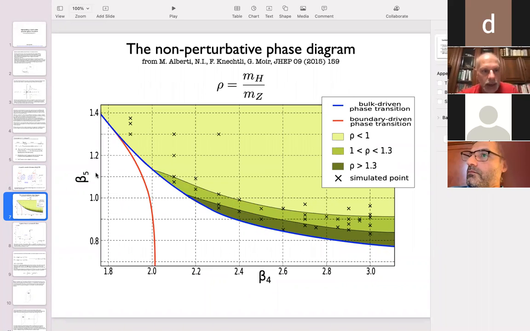Now, this is the phase diagram in terms of beta 4 and beta 5. All these, this red line and this blue line, are first order quantum phase transitions. I will be interested only in the blue line in this talk. Below the blue line, one can think of it as a confined phase. And above the blue line is a deconfined phase, which is a Coulomb phase without special boundary conditions, and the Higgs phase with the special boundary conditions.